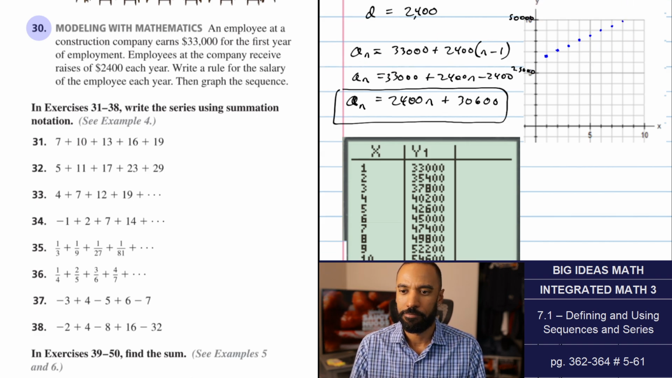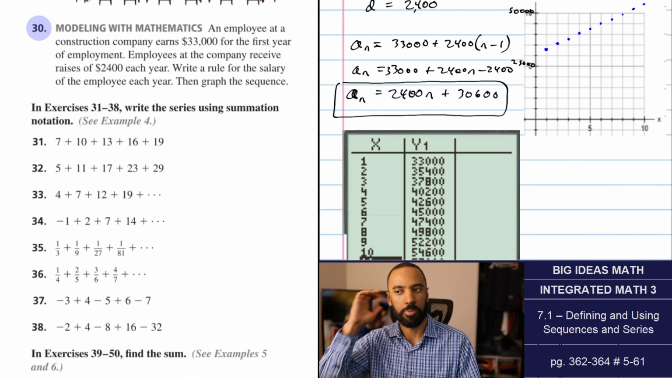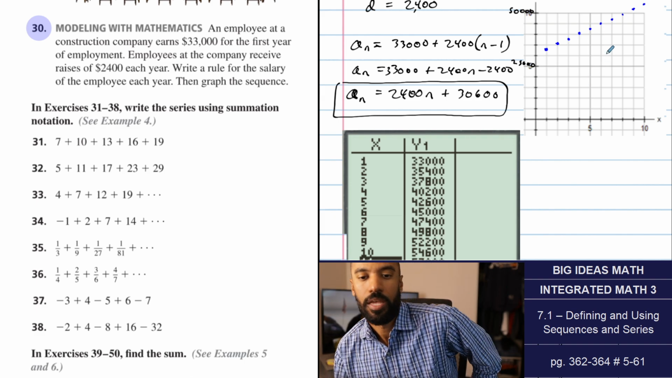52,200. Sure. And then, yeah, that one. So following a linear path, plotting the points. We're not connecting the dots. And that'll be it.